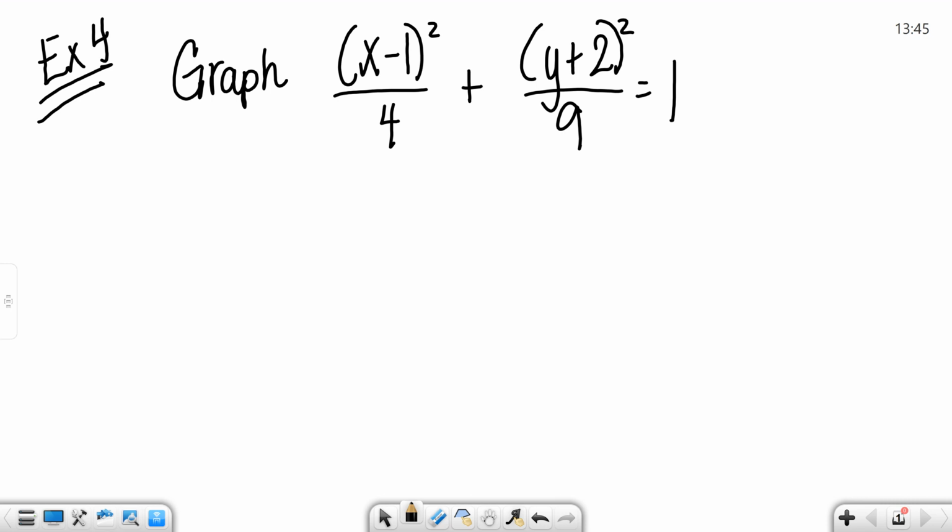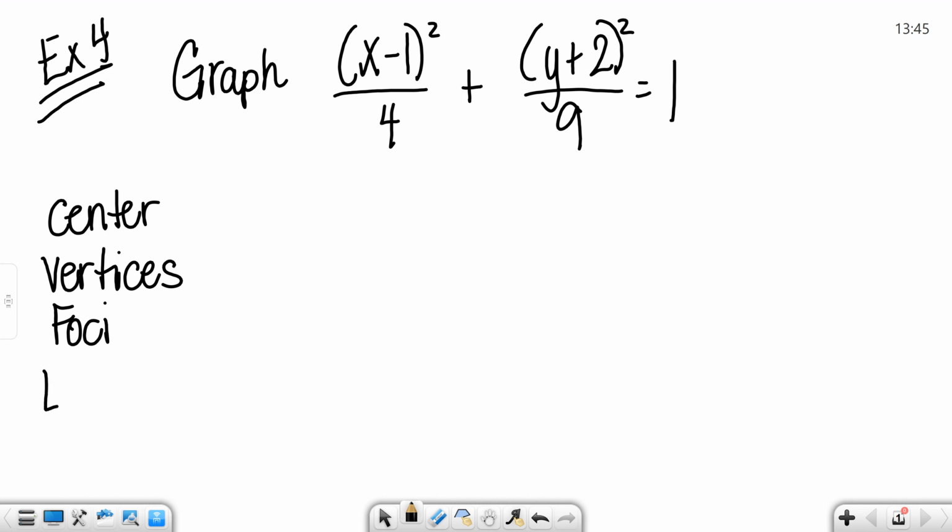Alright, so if I'm graphing it, then I need to know a few things. I need to know the center. I need to know the vertices. I need to know the foci. And I need to know the endpoints of the minor axis.